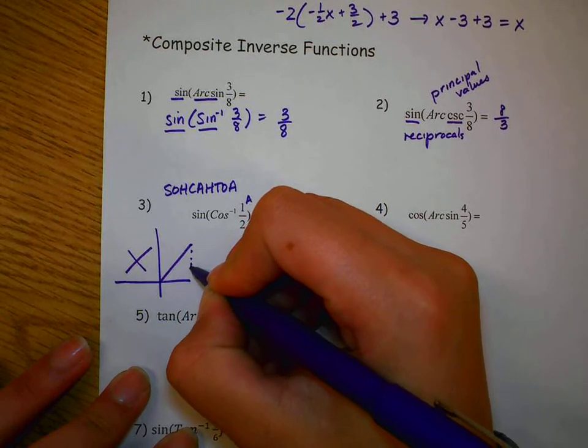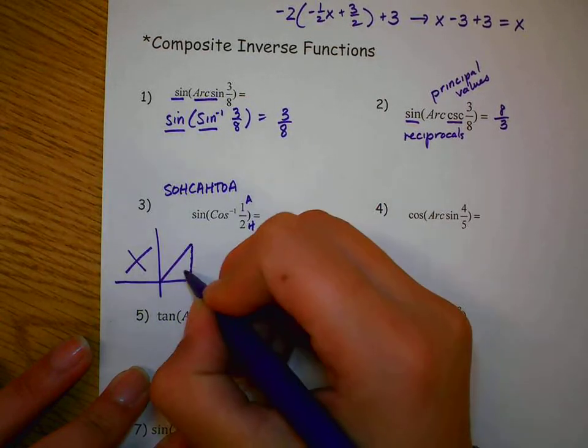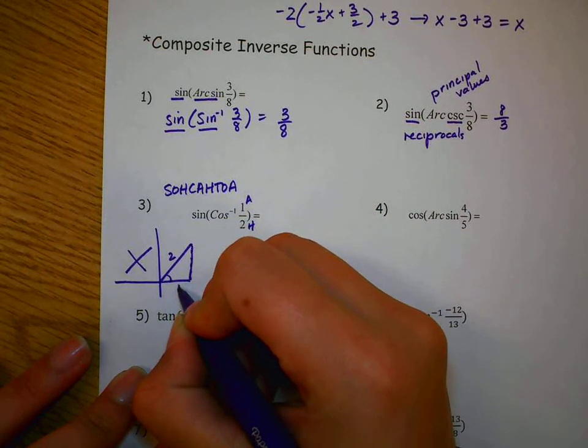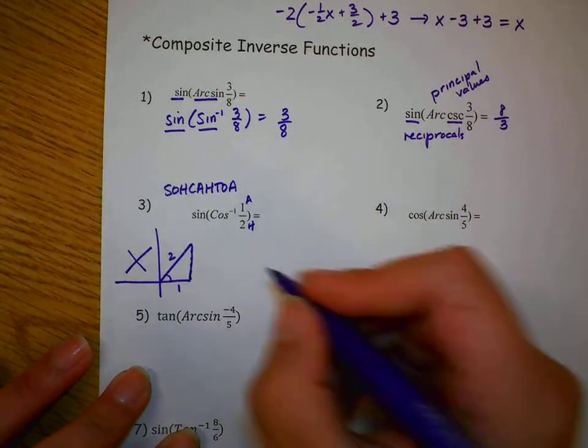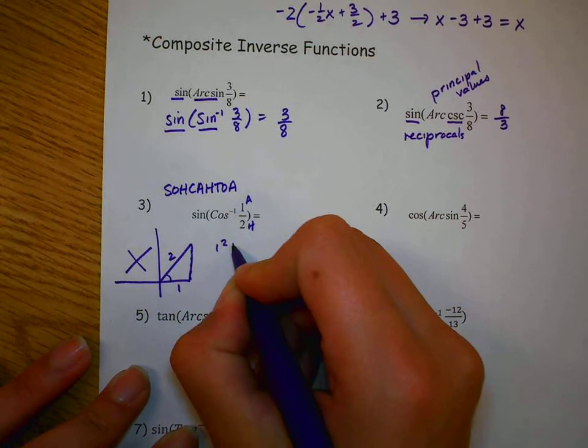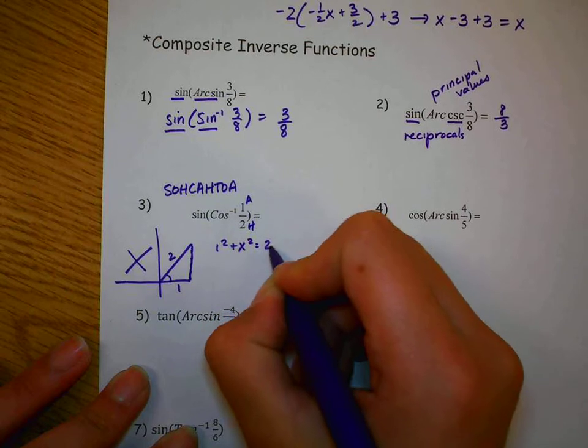So let me draw my triangle here. So my hypotenuse is going to be 2. The adjacent side is going to be 1. Okay, I could use the Pythagorean theorem. Okay, so 1 squared plus something squared is equal to hypotenuse squared.